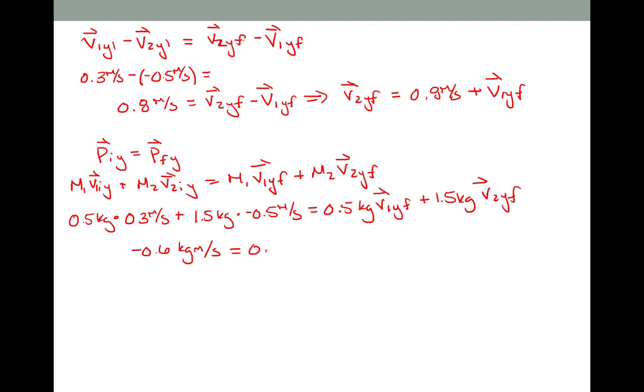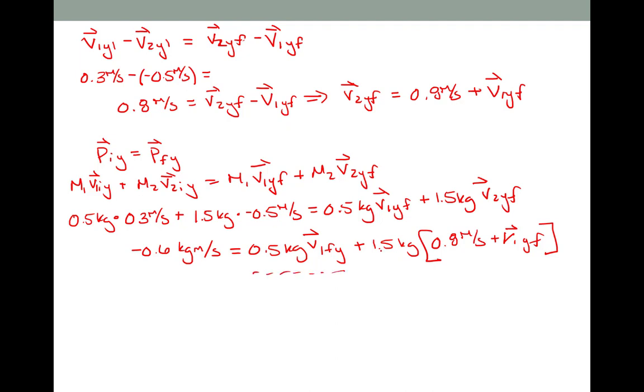And that'll equal 0.5 kilograms v1y final plus 1.5 kilograms. And now I'm going to plug in our answer from above, 0.8 meters per second plus v1y final. As I did before, I'm going to combine like terms.